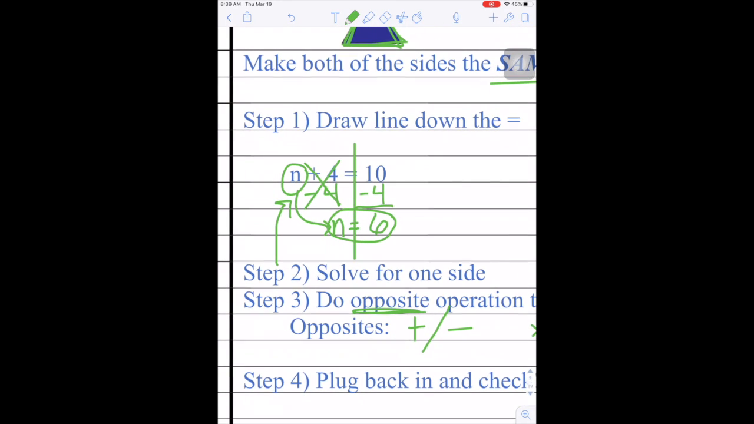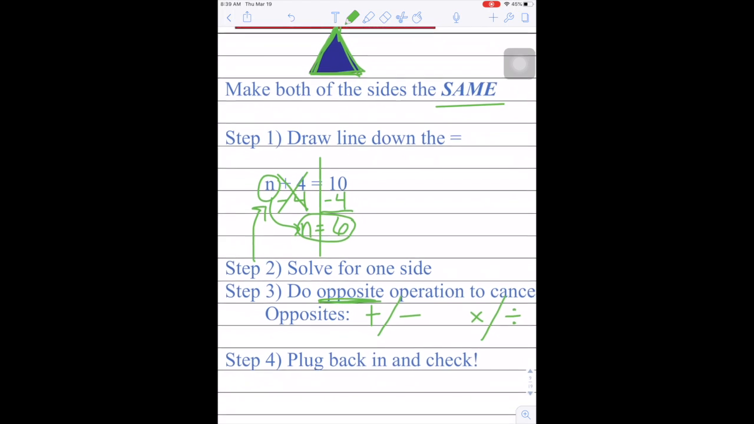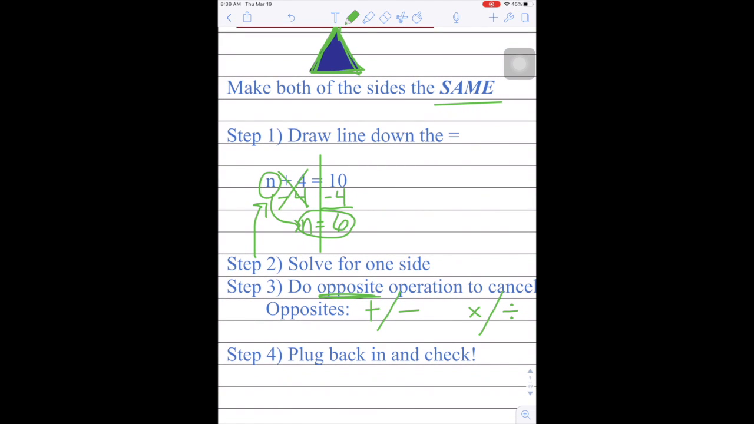We solved. We figured out what n was. We do need to step 4 though. Plug it back in and check. This is going to be really important as we get started to make sure we understand what's happening. So in place of n, I'm going to put a 6. So I'm going to just rewrite it down here.